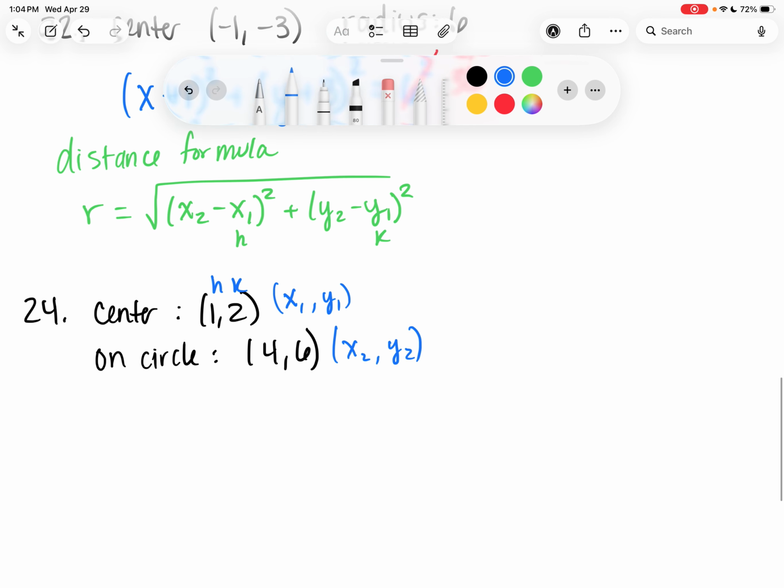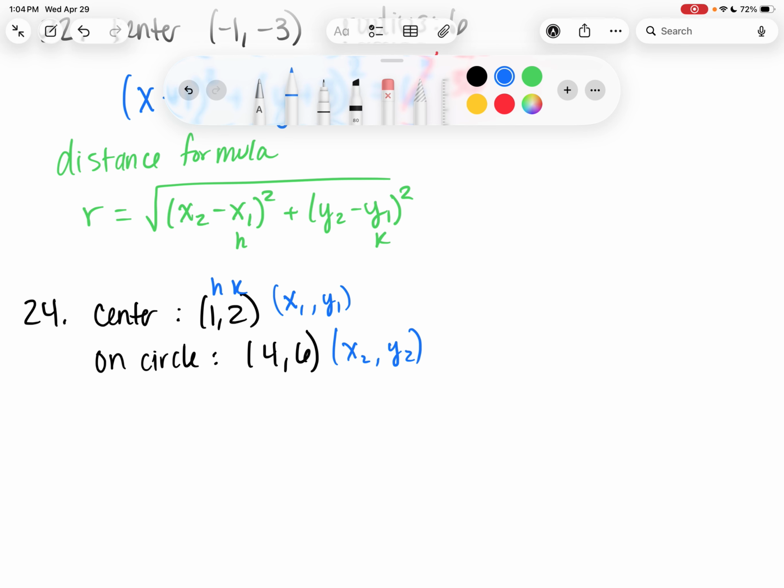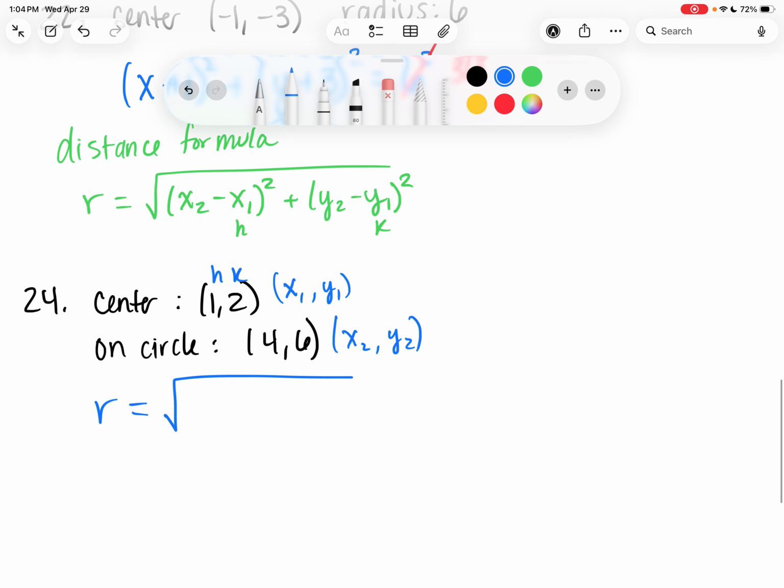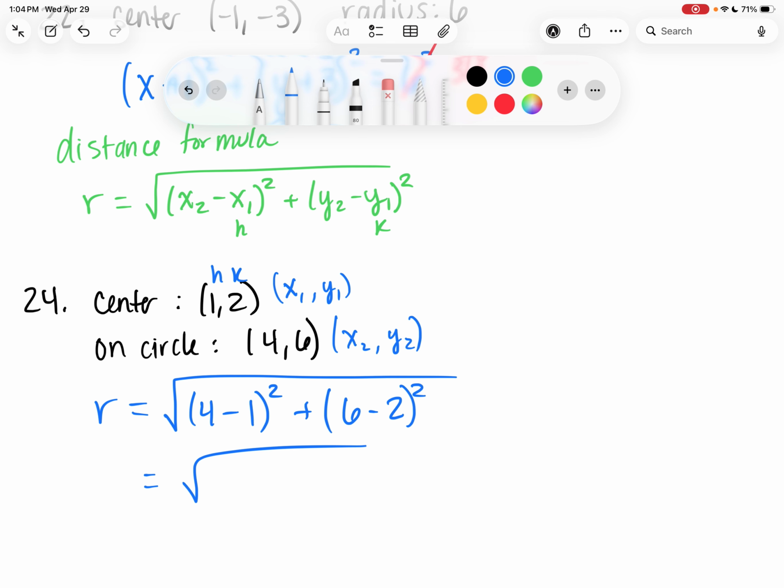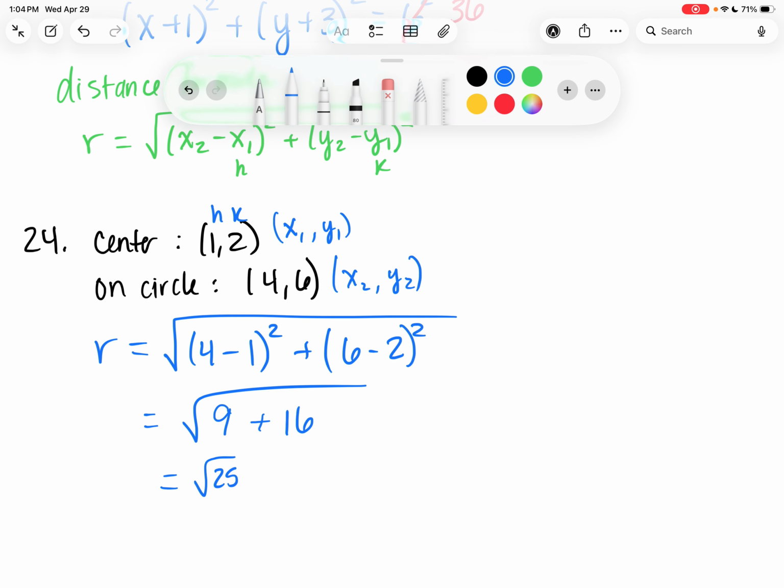So I'm going to use this formula that I wrote in green to plug in the stuff. So I've got r is equal to the square root of (4 minus 1) squared plus (6 minus 2) squared. So this is the square root of 3 squared, which is 9, plus 4 squared, which is 16. So that's the square root of 25. I feel like that's the same value we had in the example. So that means that r is equal to 5.